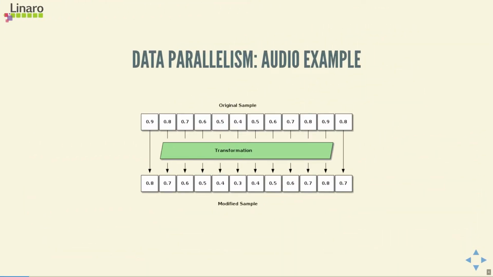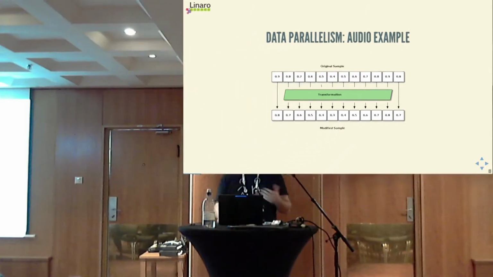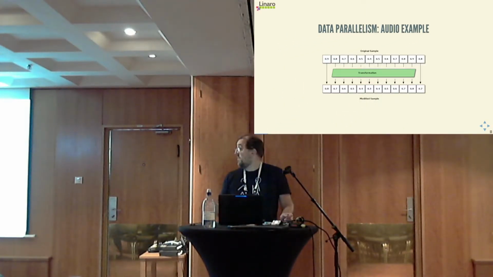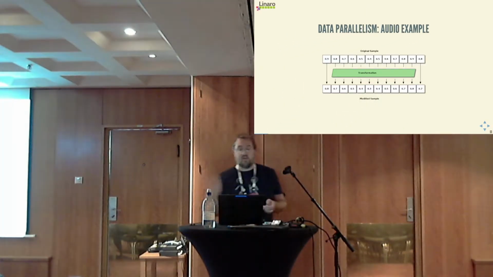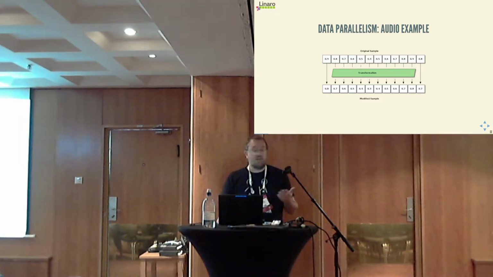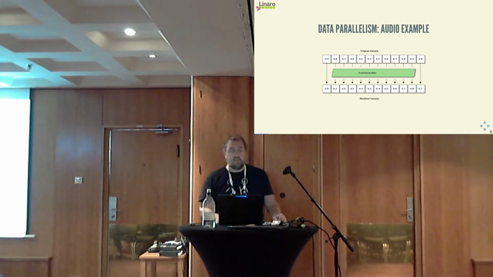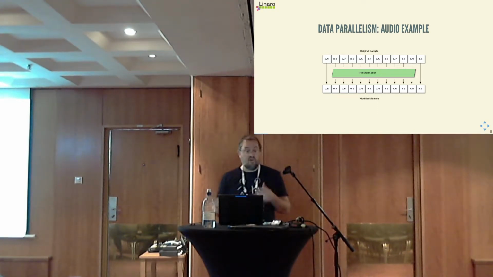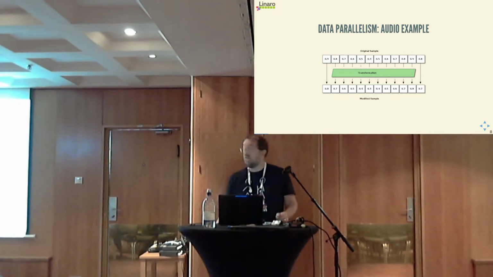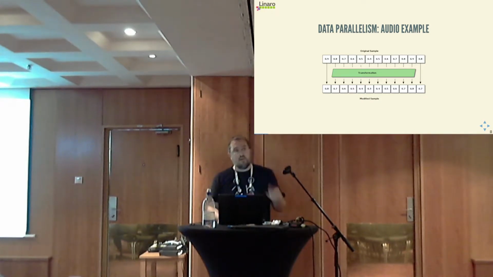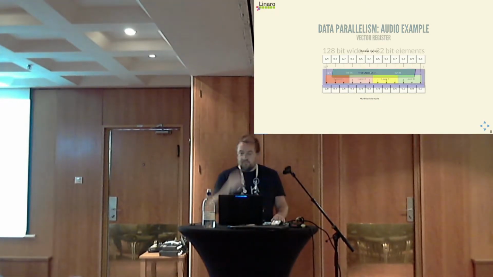Vectors can be leveraged in any algorithm that exhibits data parallelism. So, for example, in audio processing, if you want to attenuate a signal, you might want to apply an identical transformation to each and every sample. So the results of each calculation are independent of the samples before and after, and they make a good candidate for being vectorized. So let's talk a little bit about how vectors work in CPUs.